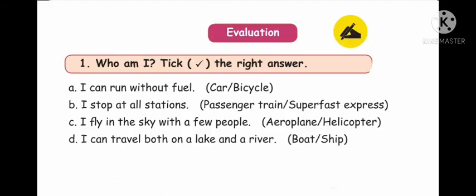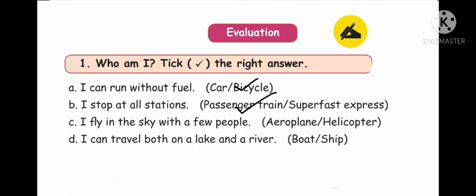Evaluation. Who am I? Tick the right answer. For the below sentence, you have to choose the right answer and tick. A. I can run without fuel. The answer is bicycle. I can stop at all stations. Passenger train, superfast express. The answer is passenger train. C. I fly in the sky with a few people.